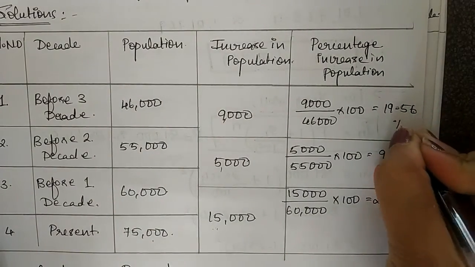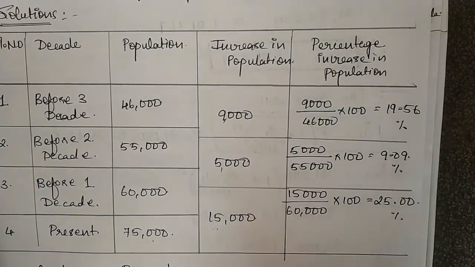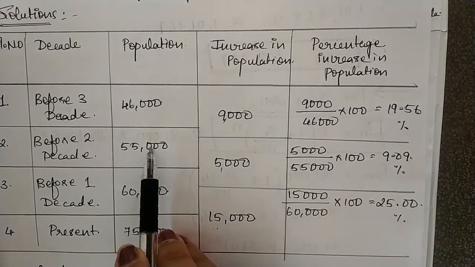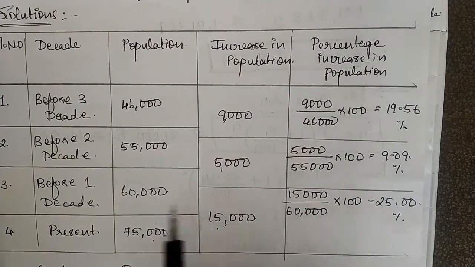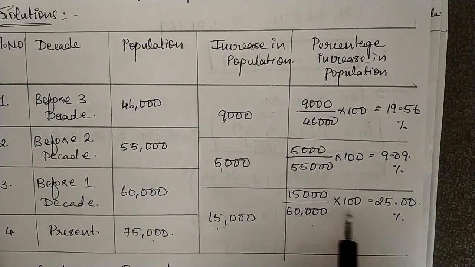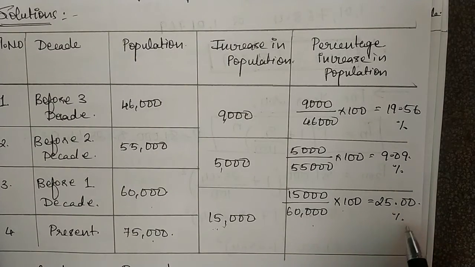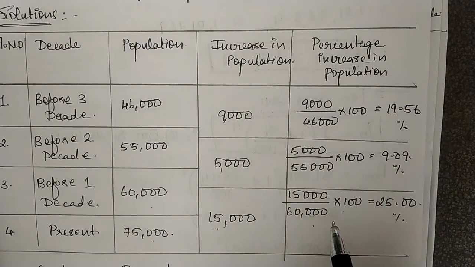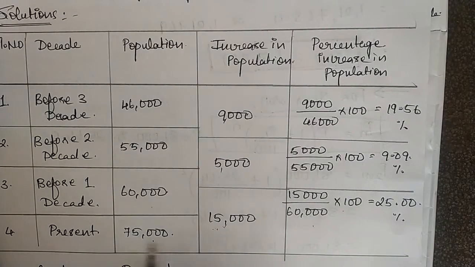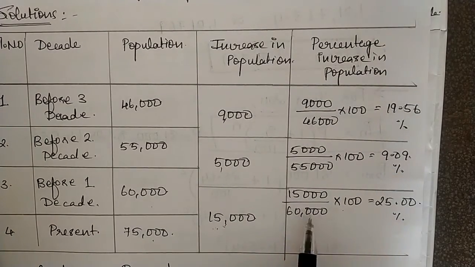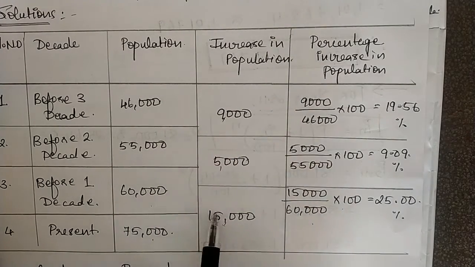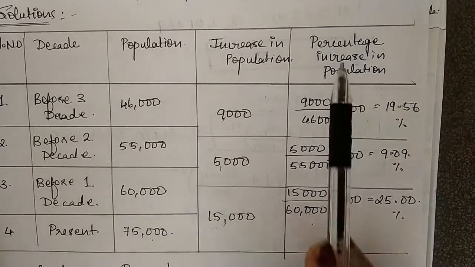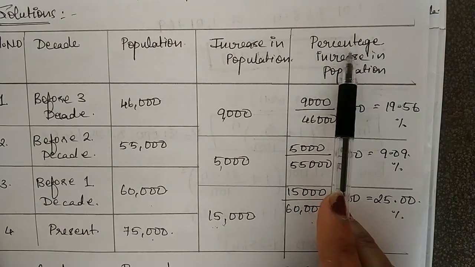So these values are percentages. Similarly, 5,000 divided by 55,000 into 100, 9.09%. Similarly, 15,000 divided by 60,000 into 100, you will get 25.00 or 25% here. Clear? So I have solved this column now. Remember, the last population remains blank. You are not going to use it in calculating the percentage here. Just go in order: first divided by first, second divided by second, third divided by third, into 100, because we are finding the percentage value here.